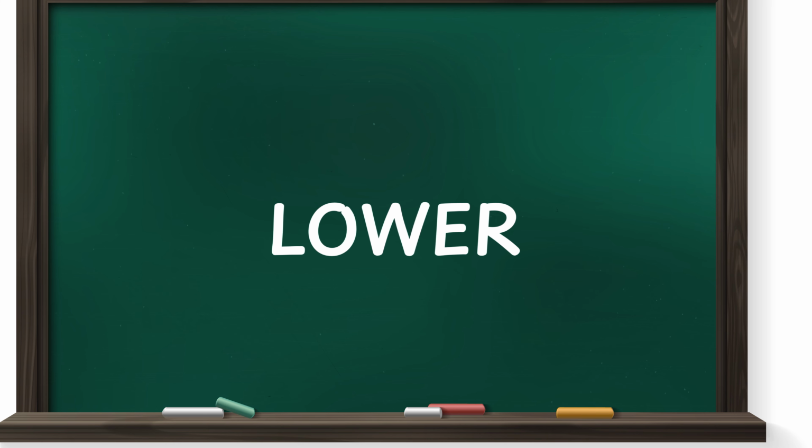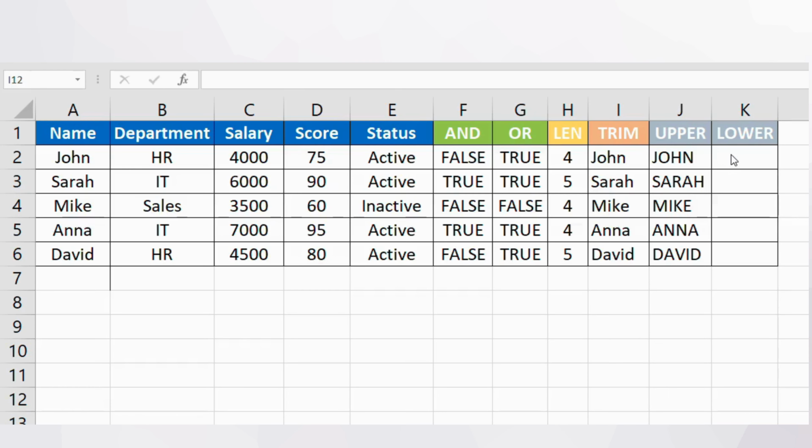Now let's learn the lower function. Lower changes all text into lowercase letters. In cell K2, I type equals lower, then select cell A2, which contains the text. After pressing Enter, Excel converts all letters into lowercase. This function is very useful when formatting emails, usernames, or cleaning imported data.